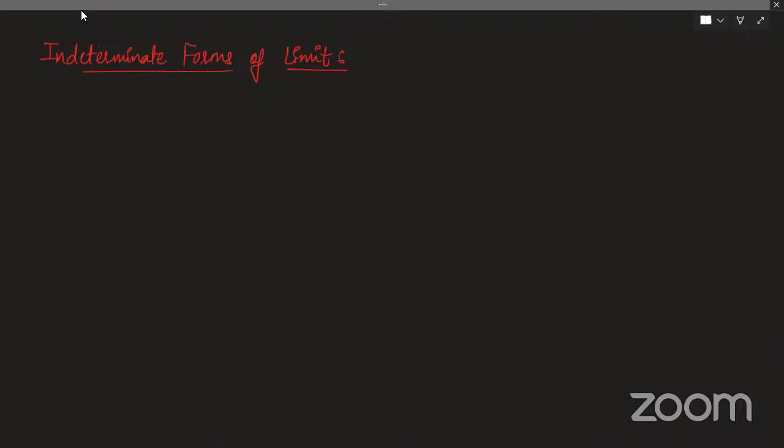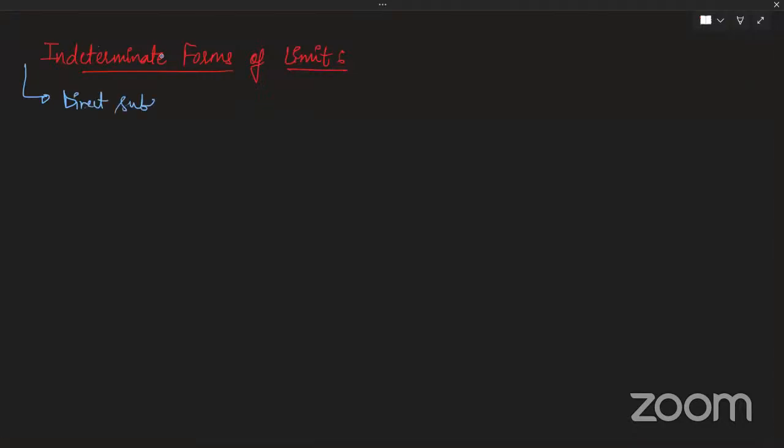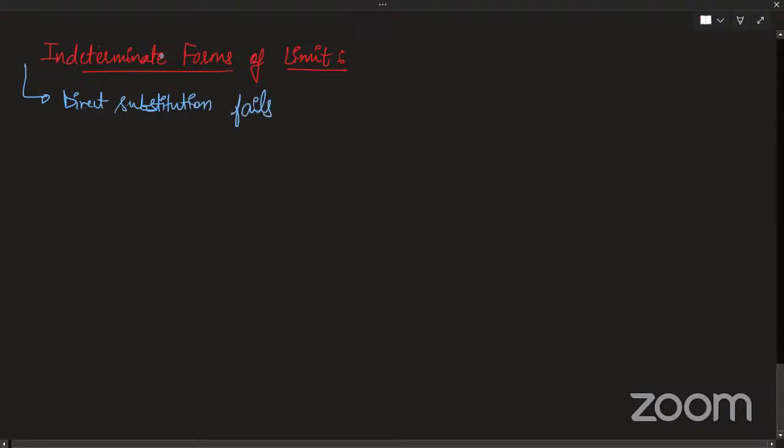Okay, so what is meant by the indeterminate forms of limit where direct substitution fails? What does this mean? Direct substitution fails. So till now, yesterday we were discussing questions wherein you were directly substituting the values of x in the limits.